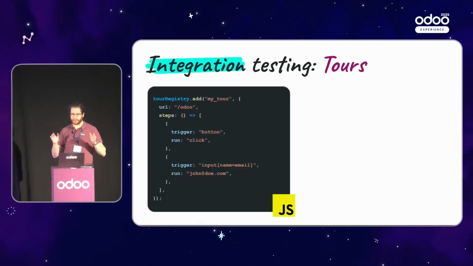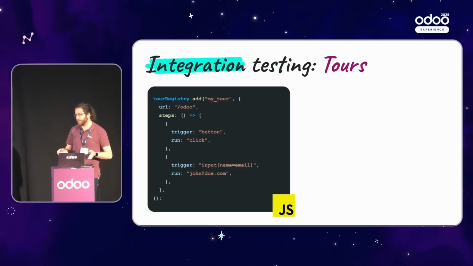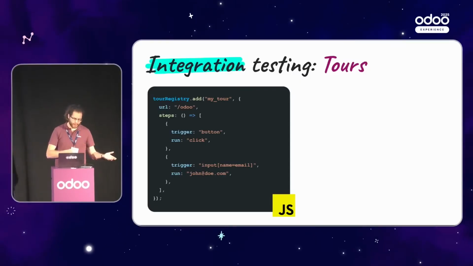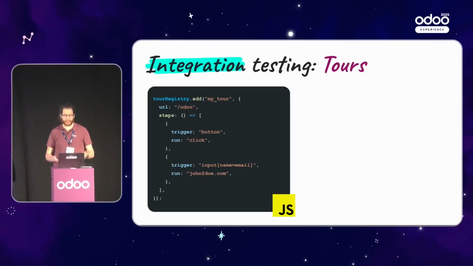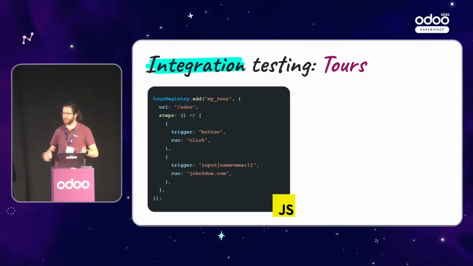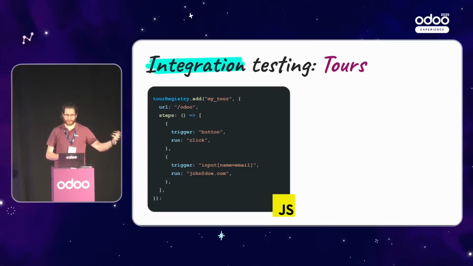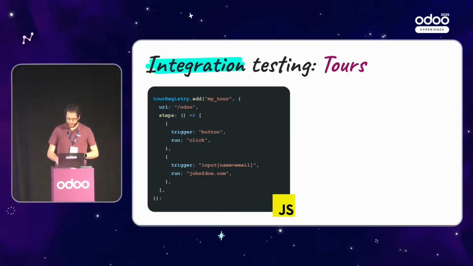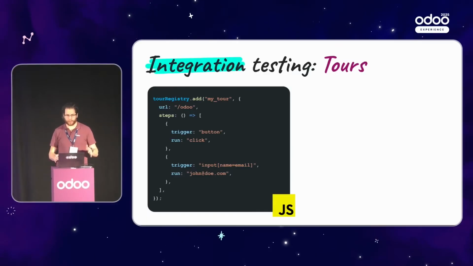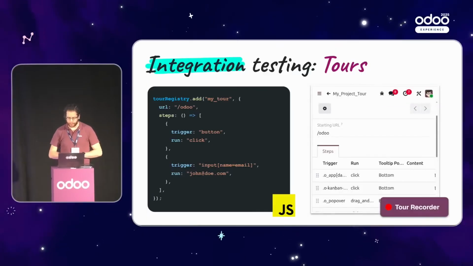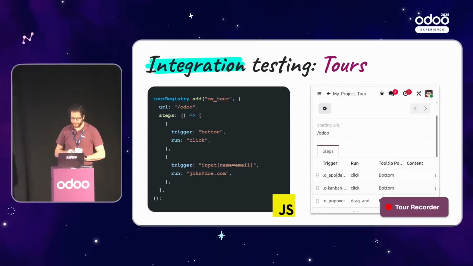The first one is the one that always existed. It's from the JavaScript. You create a tour in the adequate registry, and a tour is just a list of steps. So it's in JSON notation. You have every time a selector and an action. And you can also now use, since Odoo 18, the tour recorder to create a tour. I'll show you a demo of this one later.